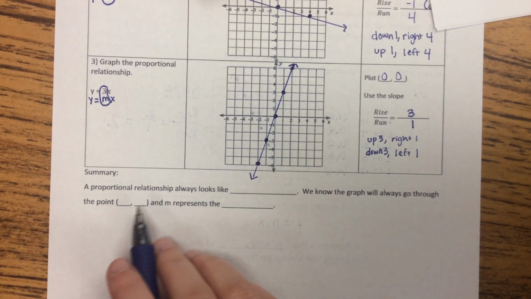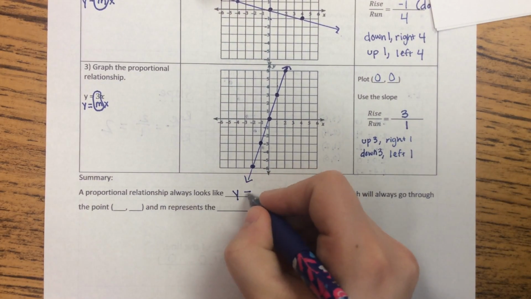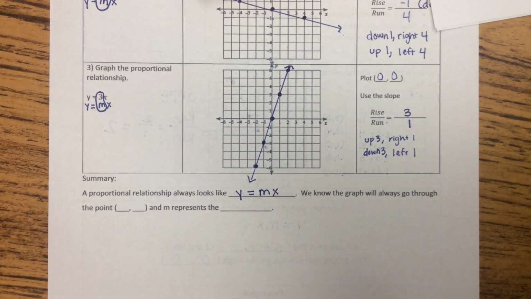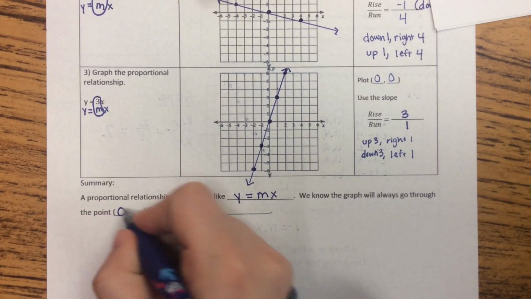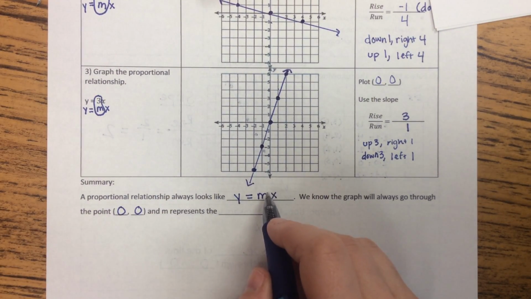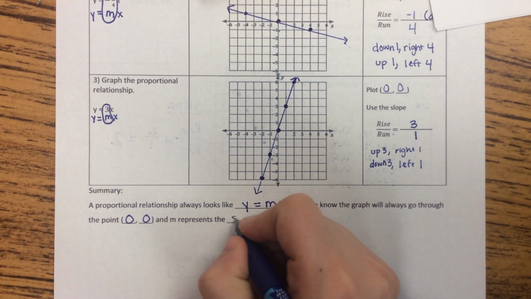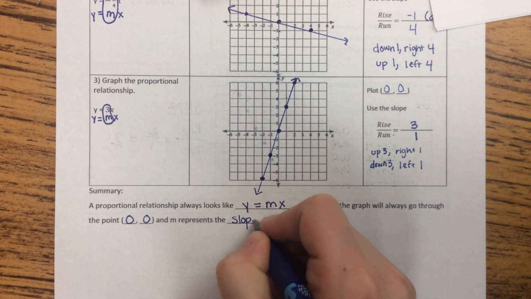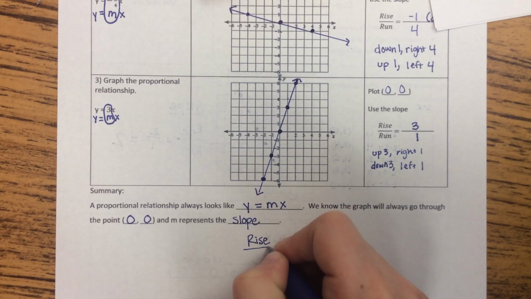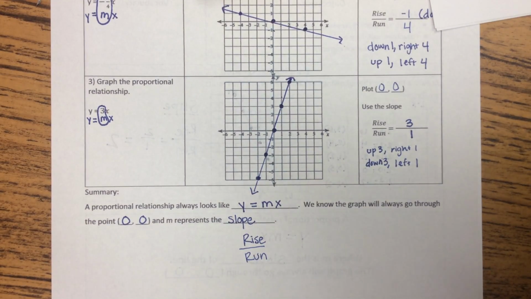Okay, so it says a proportional relationship always looks like y equals mx. No matter what that m is, it's always going to go through the point 0, 0. Because if I put in 0 for x, whatever m is, something times 0 is 0. And the m represents the slope, which is rise over run. So always make it a fraction. All right, that's it.